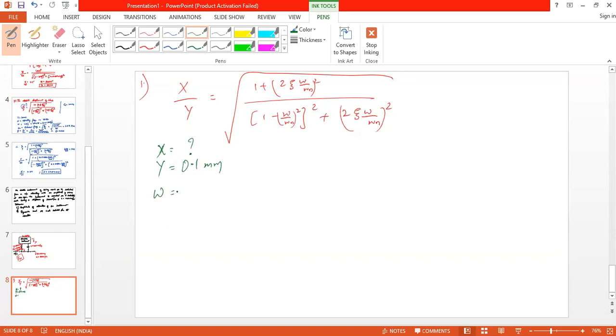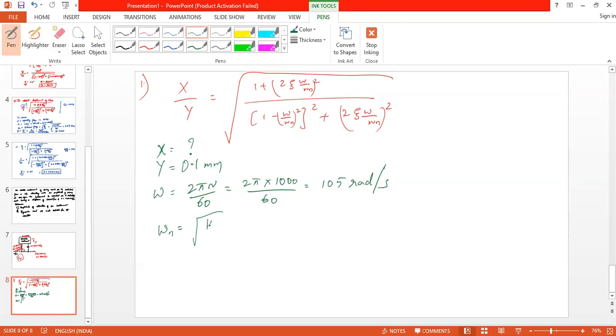And what is the value of omega? It is 2 pi n by 60, and n is given as 1000 RPM, so it is 2 pi into 1000 divided by 60, that is 104.71 radians per second. Let's take it as 105 radians per second, omega.